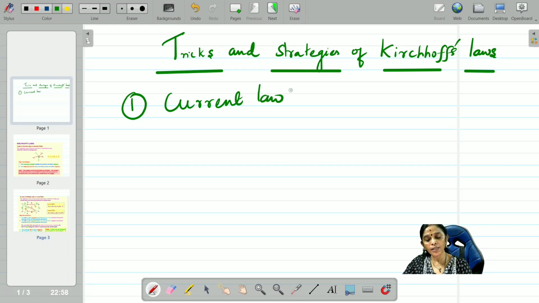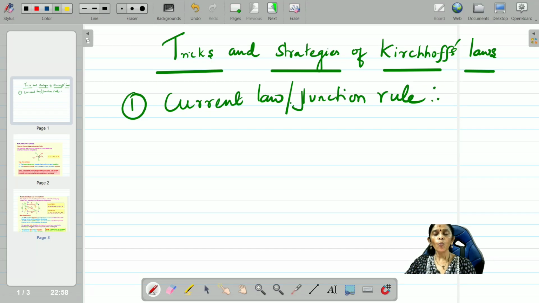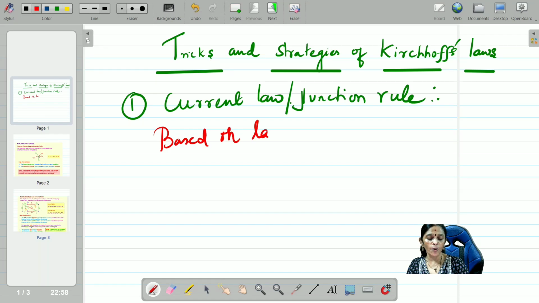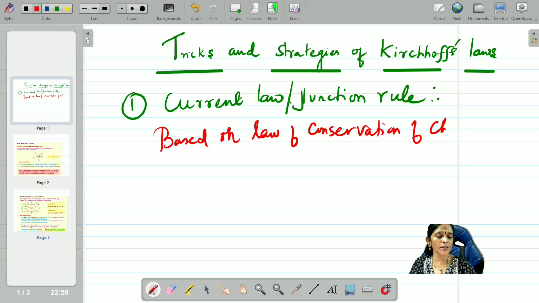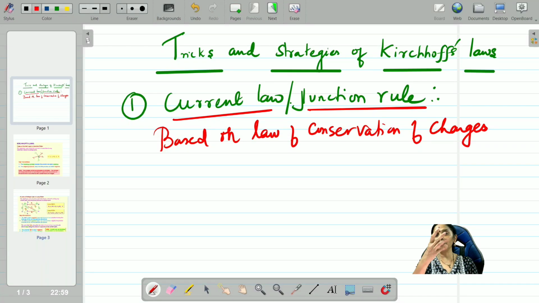Current law is otherwise called the junction rule. What is this based on? It is based on the law of conservation of charges. So the first law obeys the law of conservation of charge, that is nothing but the current law, otherwise called the junction rule. What is the meaning of junction?